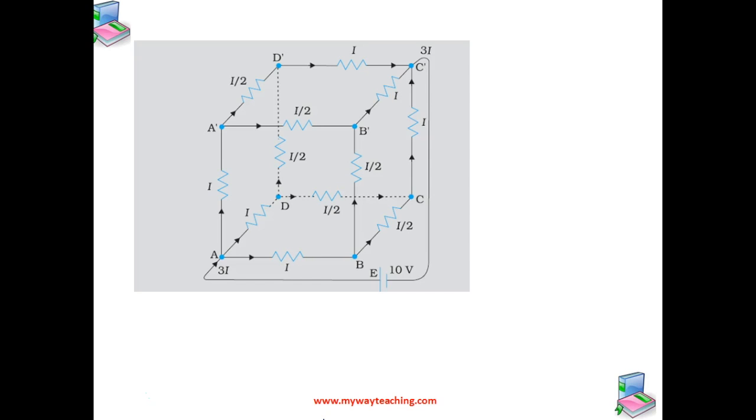See the paths, the first one A dash, AD, this one AB, are obviously symmetrically placed in the network: A dash, AD and AB. Thus the current in each must be the same, say I.